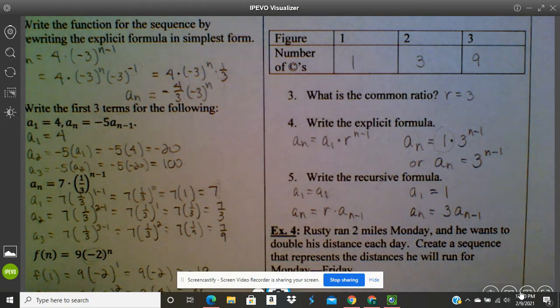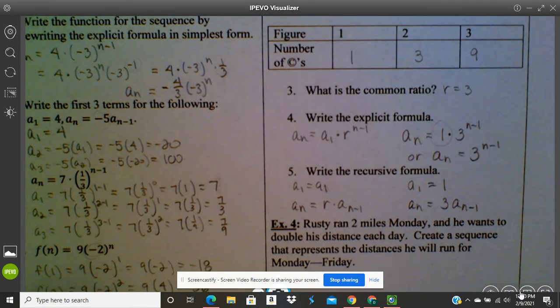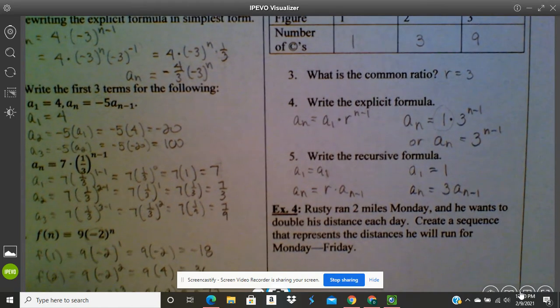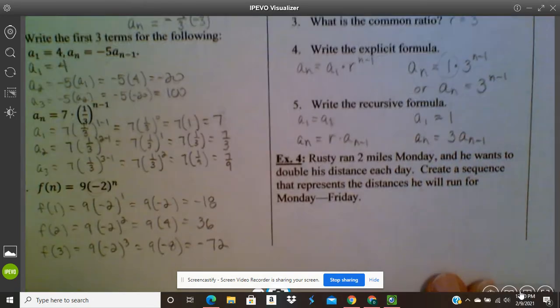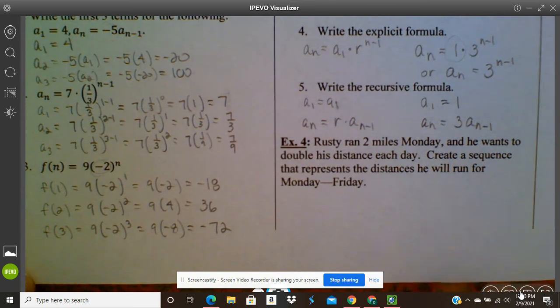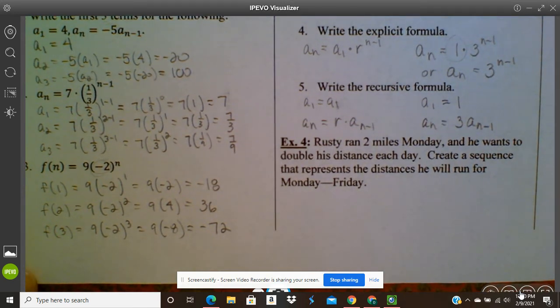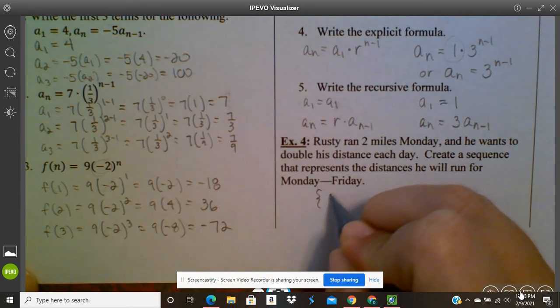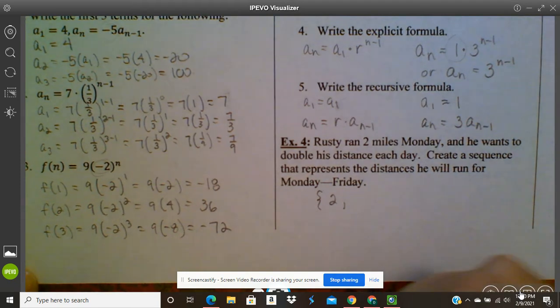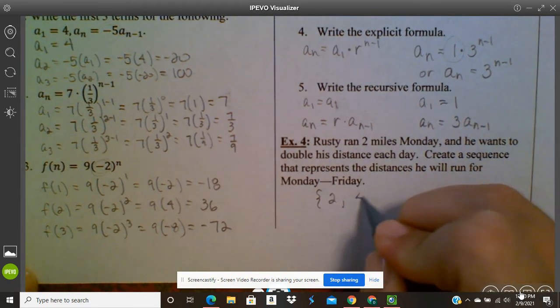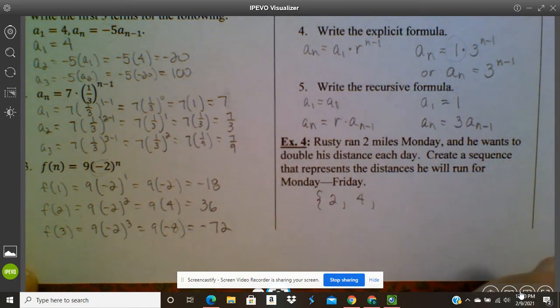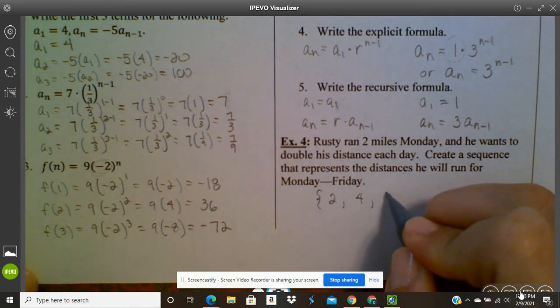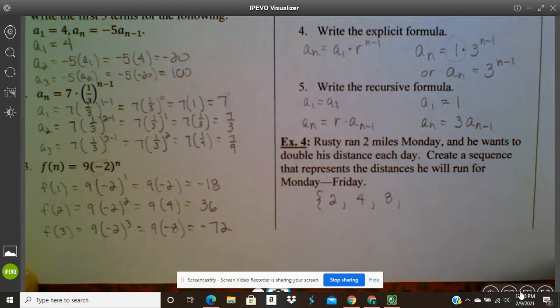All right, for this last one, Rusty ran 2 miles Monday, and he wanted to double his distance each day. Good for you, Rusty. So we want to create a sequence that represents the distances he will run from Monday through Friday. So on Monday, he will run 2 miles. On Tuesday, if we want to double that, he's going to run 4 miles. And when we double that for Wednesday, he'll have to run 8 miles.